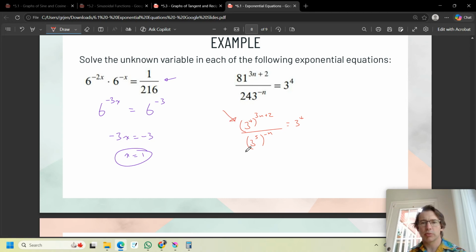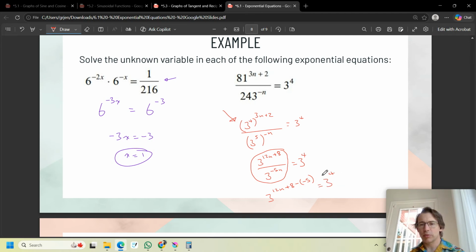Okay, well, simplify this side. Gives us 3 to the 12n plus 8, because that's positive clearly up there, all over 3 to the minus 5n is equal to 3 to the 4, okay? And here we subtract the exponents. Just get stubborn, okay? So look at it this way. It's like 3 to the 12n plus 8 minus 5 equals 3 to the 4.